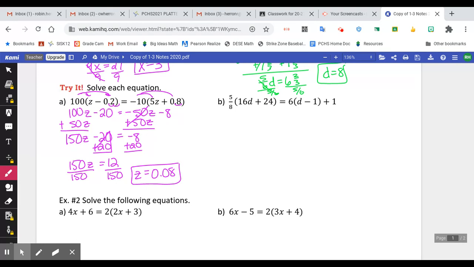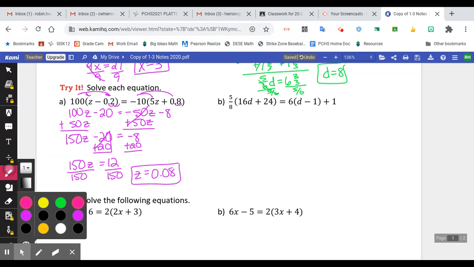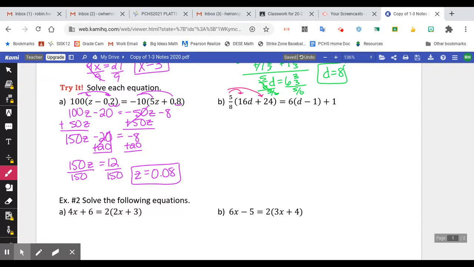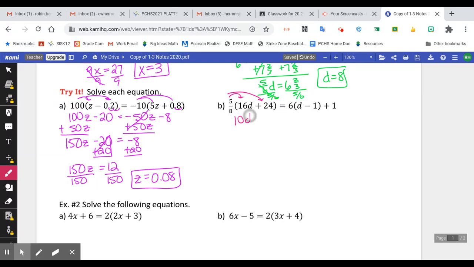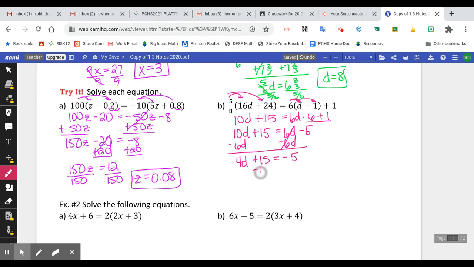Sorry about that. Okay, then following through, next one, we should have 5/8 distributed here. That's going to give us 10d plus 15 equals, and then I'm going to distribute here and get 60 minus 6 plus 1. Left side stays the same, nothing else to do. Here we're going to have -6 plus 1 is -5. Again, I'm choosing to move my variables to the left side, so I subtract and get 4d plus 15 equals -5. Subtract 15 and we get 4d equals -20. Divide both sides by 4, and d equals -5.